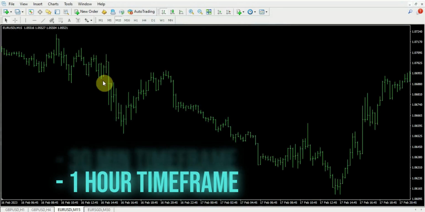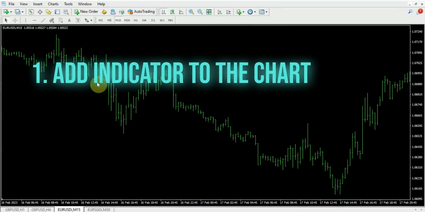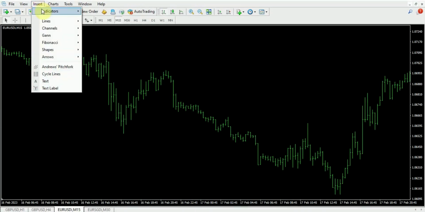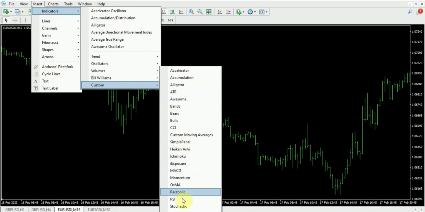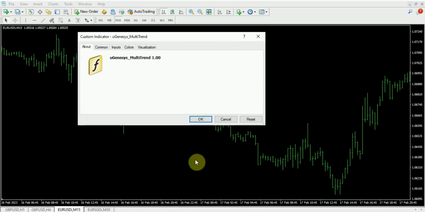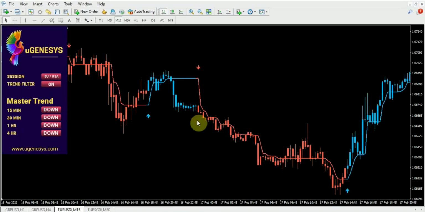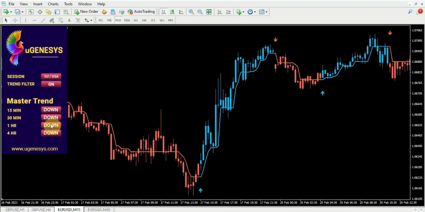So let's start off by adding the indicator to our chart. Let's go to Insert, Indicators, Custom, and here we have our uGenesys multi-trend. Let's hit OK. First off, if you look over here, you can see that the overall trend of the market is down. All 4 time frames here are showing down. So that's how we know the overall trend of the market is down.